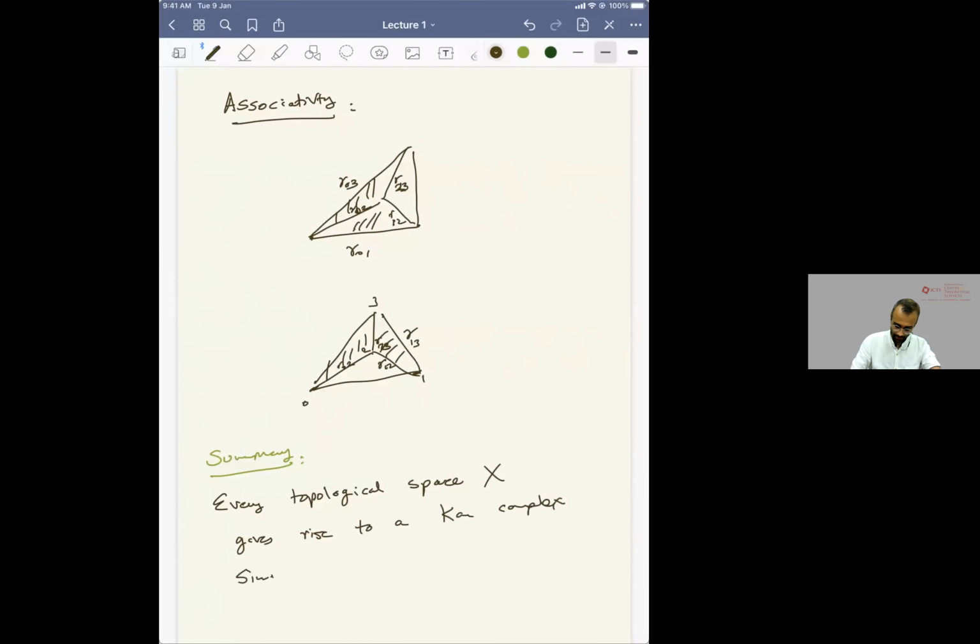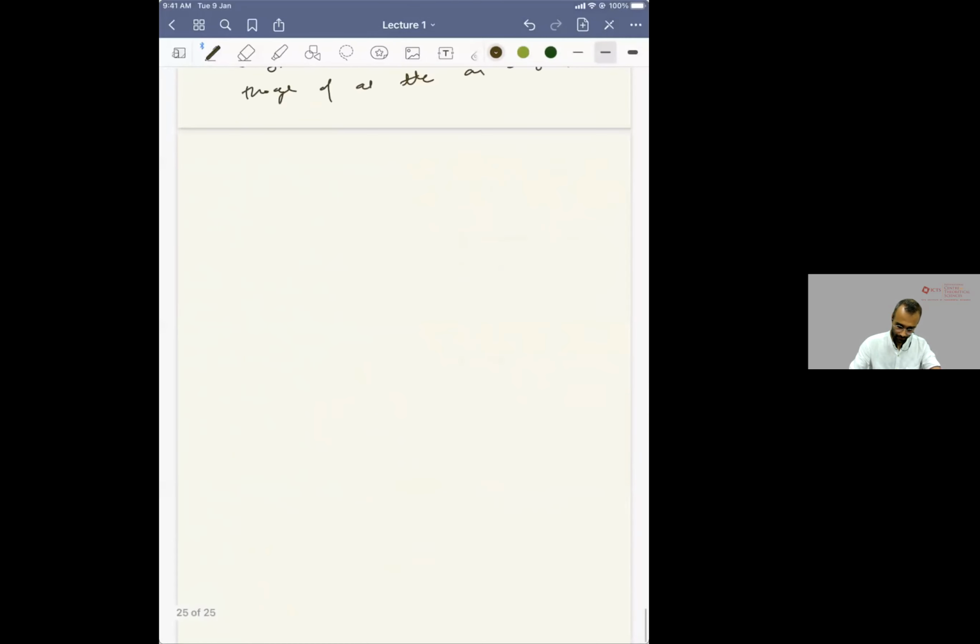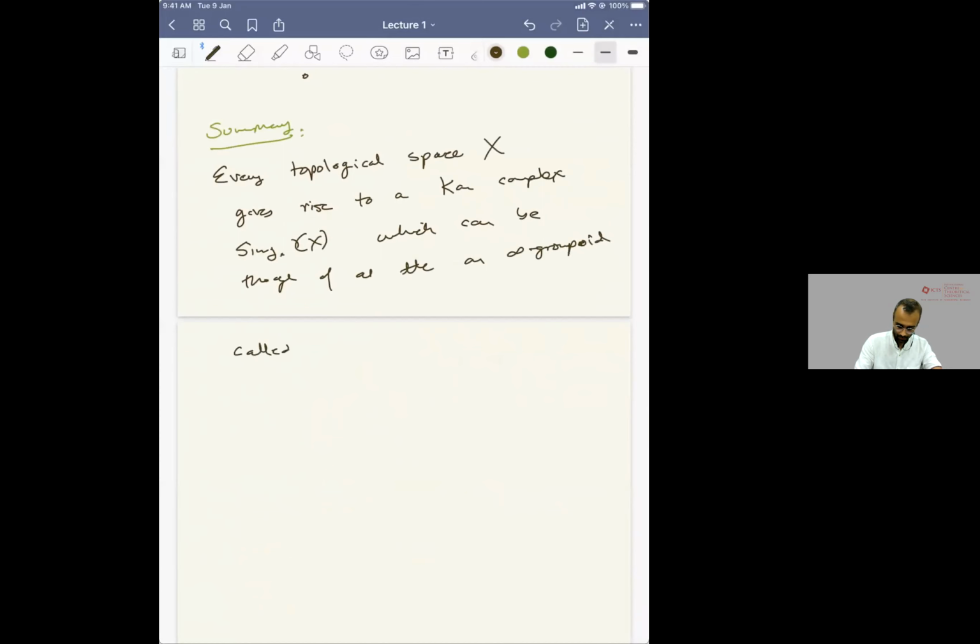Sing X, which can be thought of as an infinity groupoid, which is called the fundamental infinity groupoid. The fundamental infinity groupoid of X, sometimes written as pi less than or equal to infinity of X.